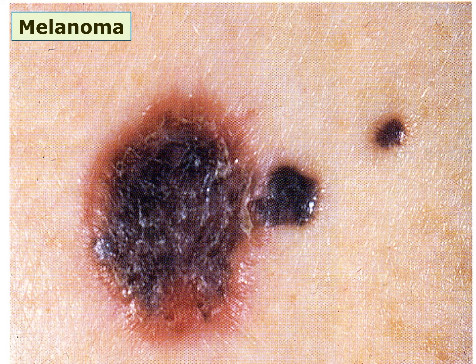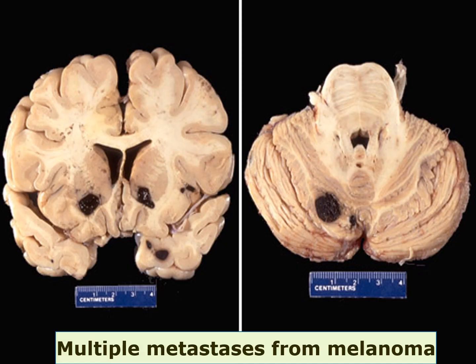A malignant melanoma of the skin is shown here. The lesion is larger than a centimeter, has irregular borders and irregular pigmentation. The prognosis of melanoma correlates best with the depth of invasion. Larger lesions are more likely to have invaded further. Here are multiple metastases of malignant melanoma, darkly pigmented from the melanin in the tumor cell cytoplasm.